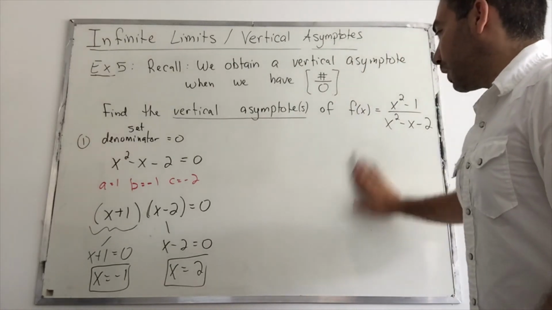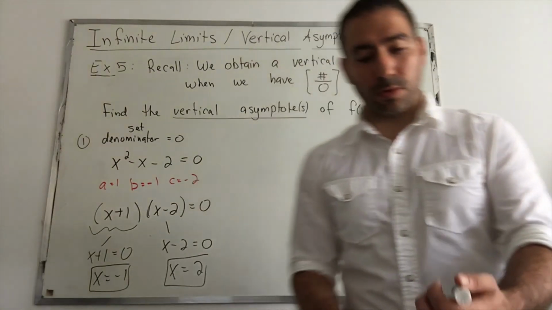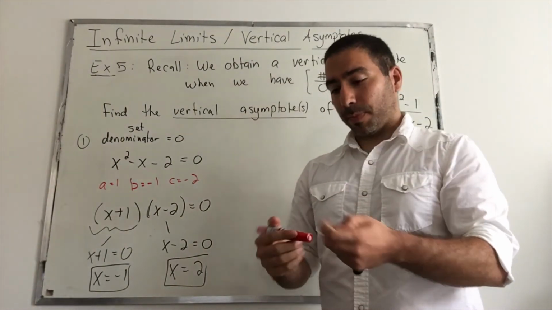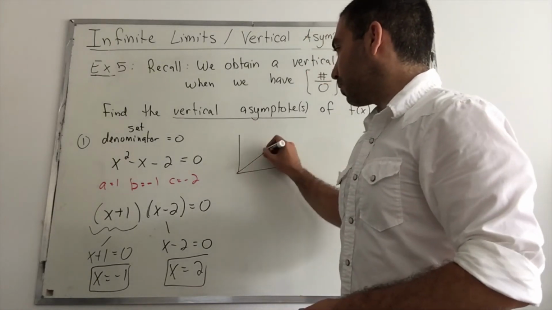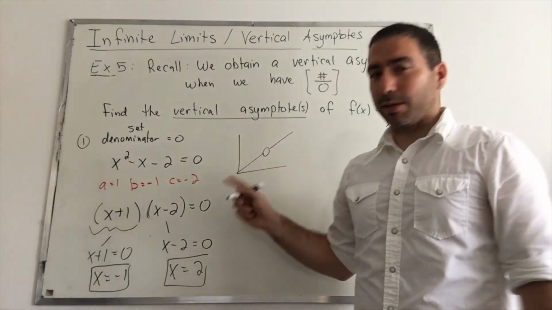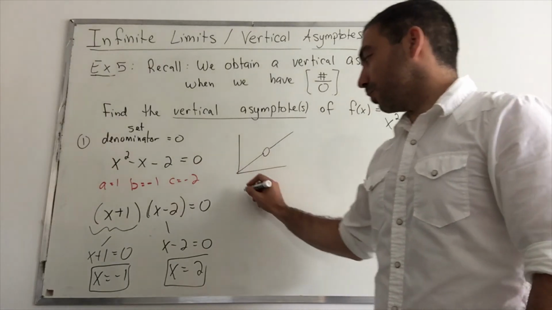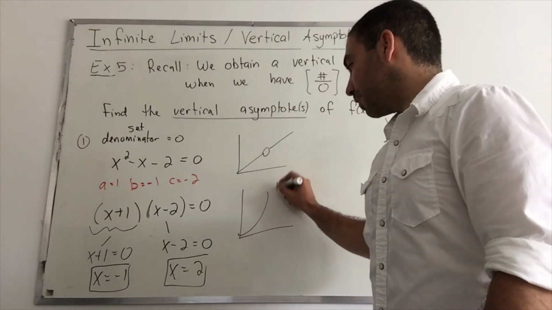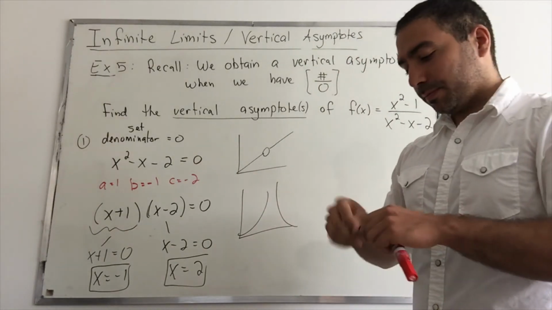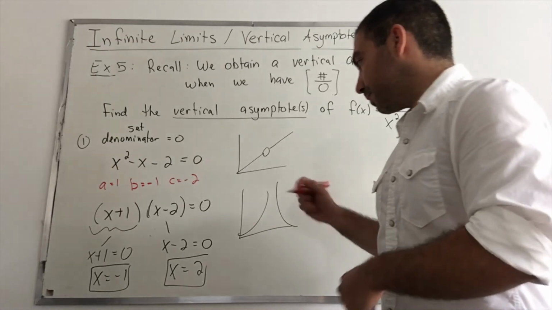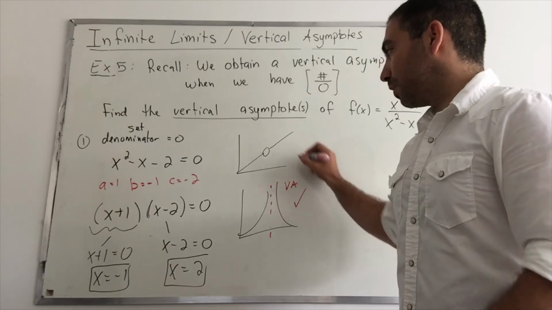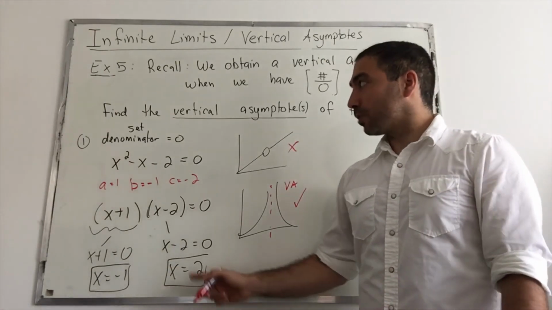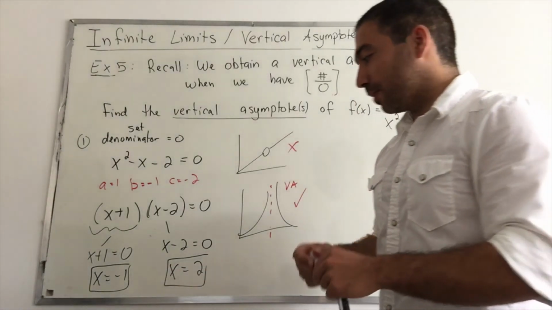That gives us a hole. We want a vertical asymptote. We don't want a hole. Because if we sketch the graph, we might have something that looks like this with a hole in it and then it continues. We don't want that. We're looking for a vertical asymptote. We're looking for something that looks like this. This is what we want. This is a vertical asymptote. This is a hole.